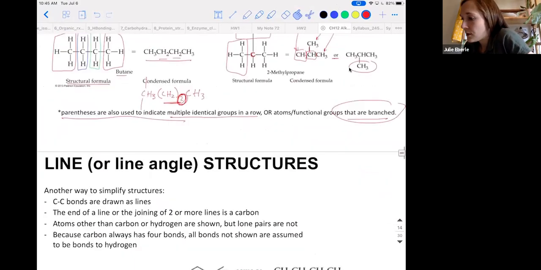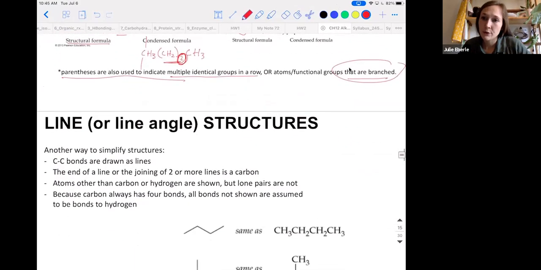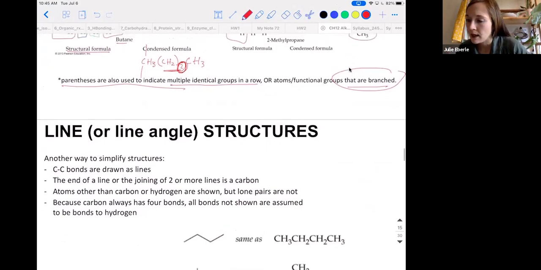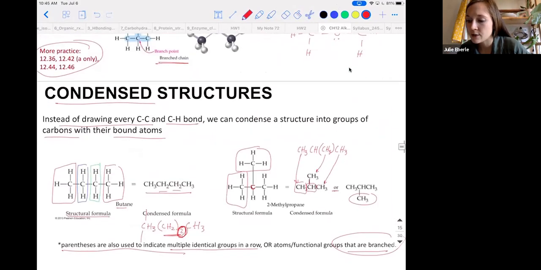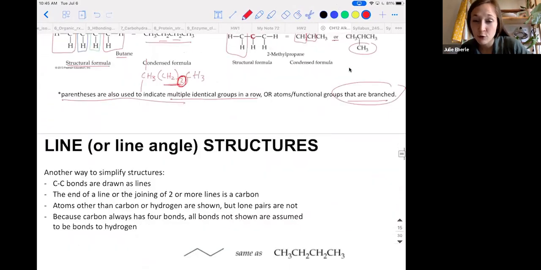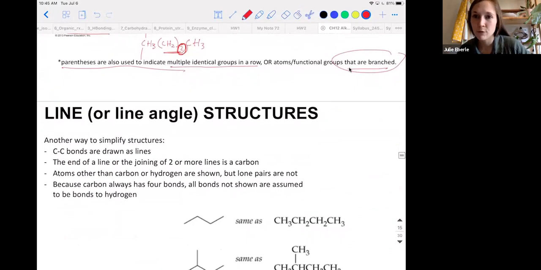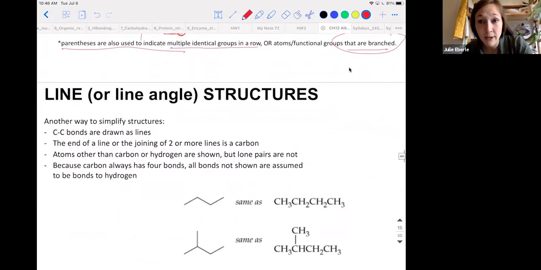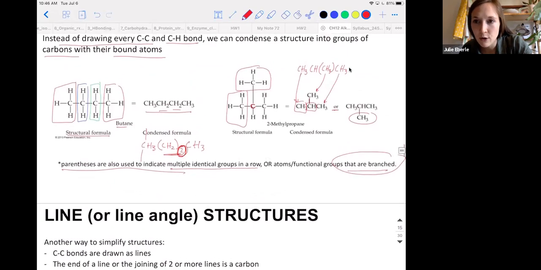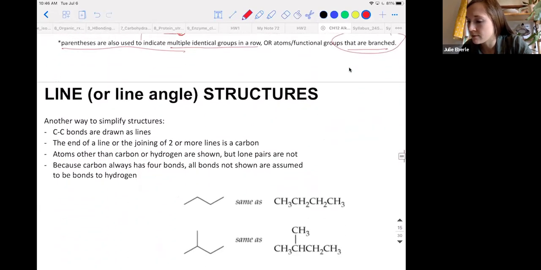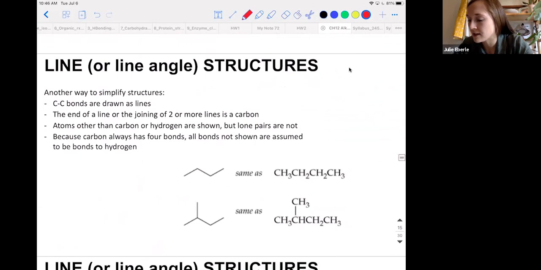Line structures. By the way, on your homeworks, if you're asked to draw the structure of a molecule, a lot of times it does not specify whether you draw it in the condensed form, the line structure form, or the full Lewis structure. For me, anything is acceptable as long as the structure is correct, okay? So if you like drawing line structures better than condensed structures or vice versa, either way is okay on your homework. You can draw using any of these formats, okay?